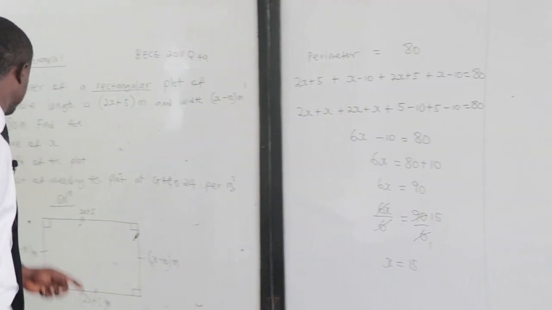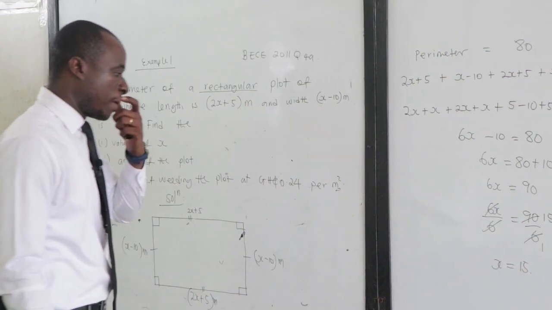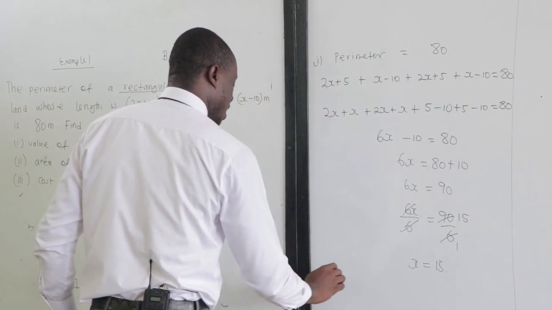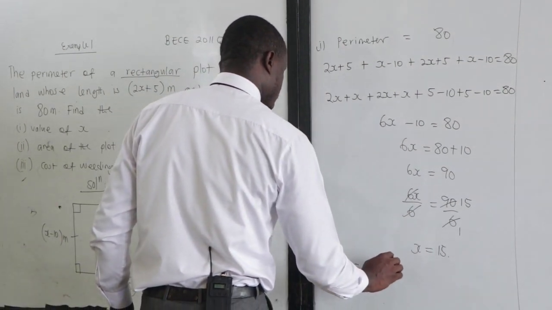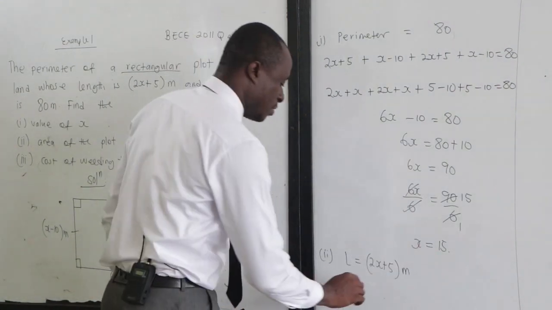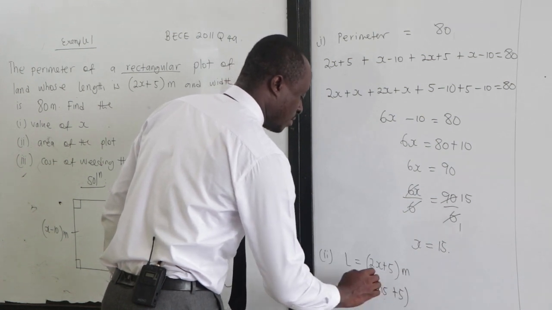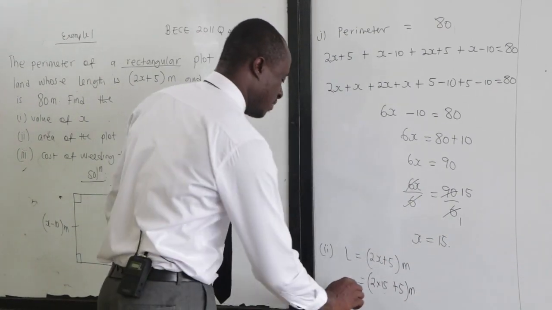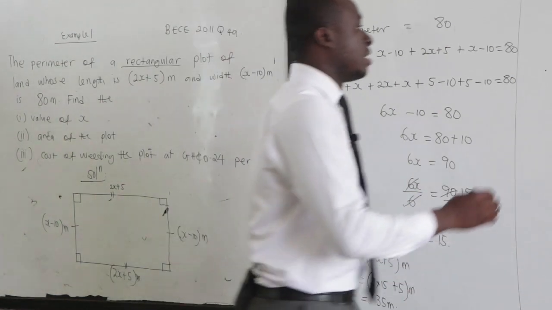Now the first one says that we should find the value of x, and then the second one, area of the plot. So this is the first one. Now, what is the length? We know the length to be 2x plus 5 meters. But we know our x is 15. So clearly we have 2 times 15 plus 5 meters. What is 2 times 15? That is 30. 30 plus 5 is giving us 35 meters.